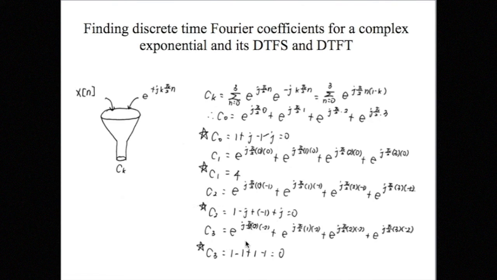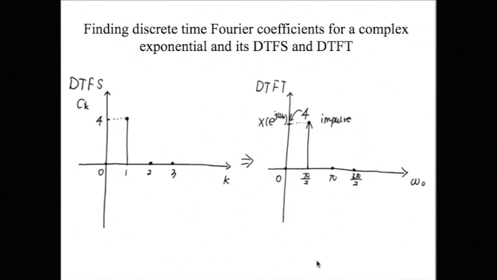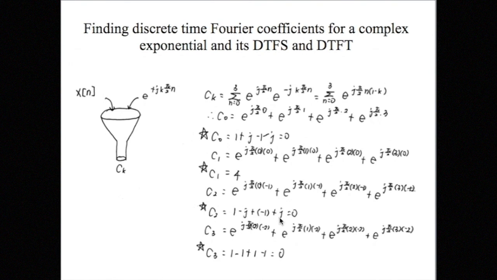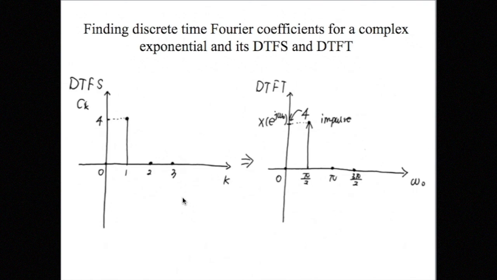c3 equals e to the power of j pi over 2 times 0 times negative 2 plus e to the power of j pi over 2 times 1 times negative 2 plus e to the power of j pi over 2 times 2 times negative 2 plus e to the power of j pi over 2 times 3 times negative 2. So c3 equals 1 minus 1 plus 1 minus 1 equals 0. Hence, we can see that c k equals 0 for all values of k except c1 equals 4.